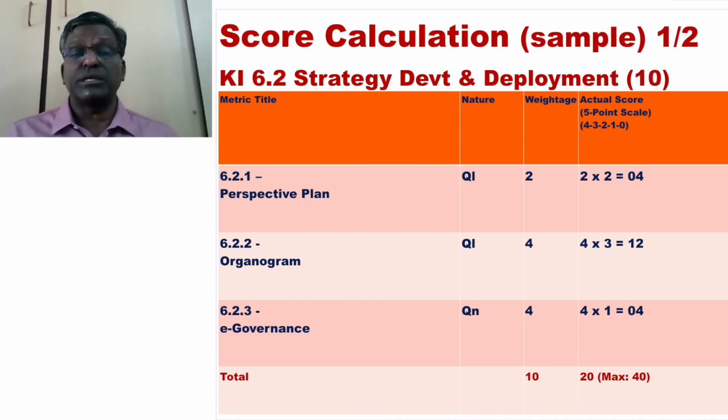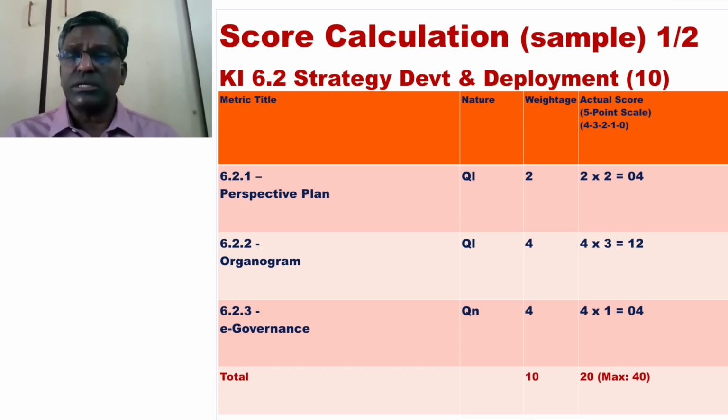Now the total weightage for this particular key indicator 6.2 is 10, and that 10 is divided as 2, 4, 4. So 2 plus 4 plus 4 would be 10. Now, how are these scores actually calculated?